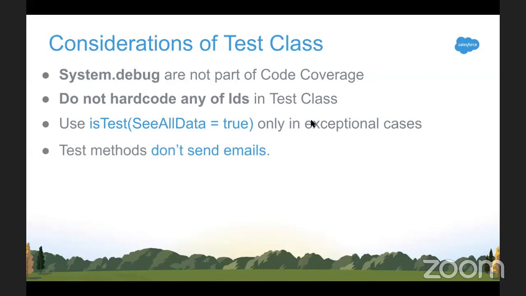And test methods do not send any emails to the end user. So let's say you have developed a particular method to send an invitation to the end user. Whenever you're developing, it should not send any email.